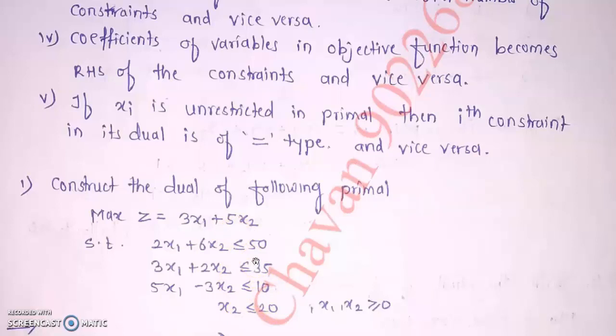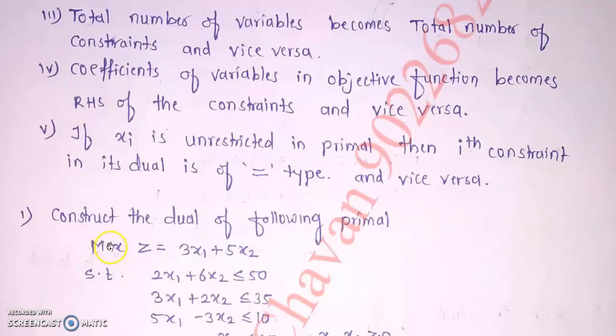Now while writing the dual, what will be the changes? This maximization type will become minimization. Coefficients of variables in the objective function, that is 3 and 5, become the RHS of the constraints. The RHS of the constraints become the coefficients of variables in the objective function. These are the main changes that will happen. So let's see how to write it.